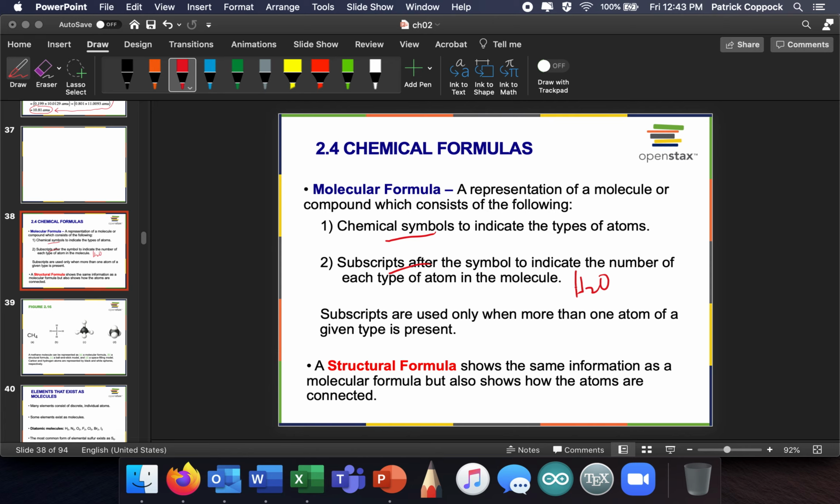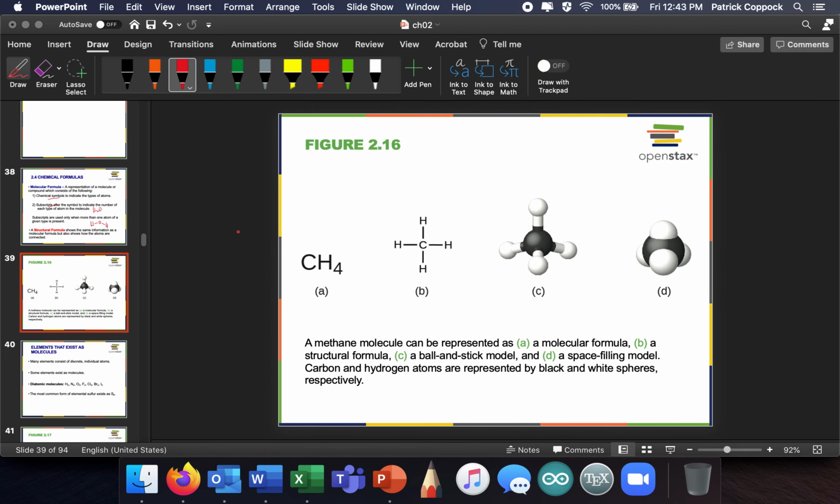H2O. So there are 2 parts of hydrogen for every 1 part of oxygen, right? Subscripts are used only when more than one atom of a given type is present, as in H2O. A structural formula gives the same information, but it also shows how they're connected. So a structural formula is going to show something like that for H2O. Okay? So here are some examples.